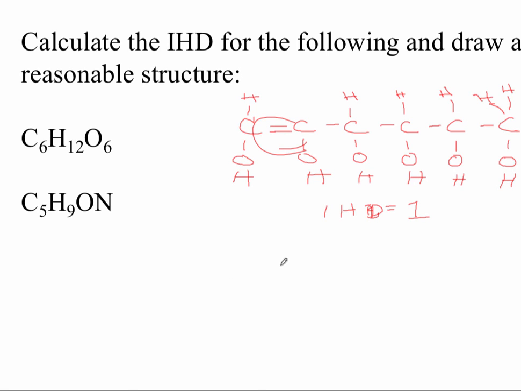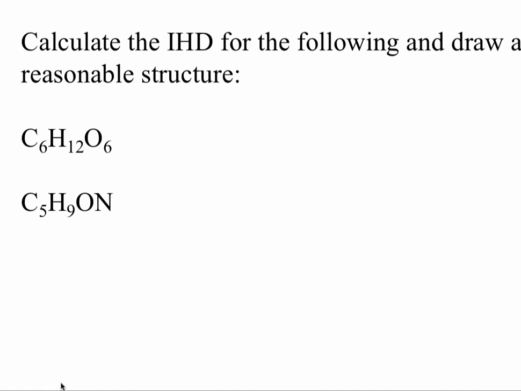Okay, so if I were going to use the equation, it was 2 times the number of carbons plus 2 minus the number of hydrogens, minus the halogens, which there aren't any, and plus the nitrogens, there aren't any, and then this will be divided by 2. 2 times 6 is 12, plus 2 is 14, minus 12 gives me 2. 2 divided by 2 gives me 1. Well, that's good. All right, so let's take a quick look at the next one.